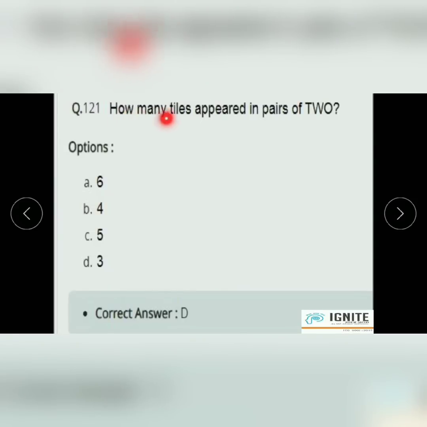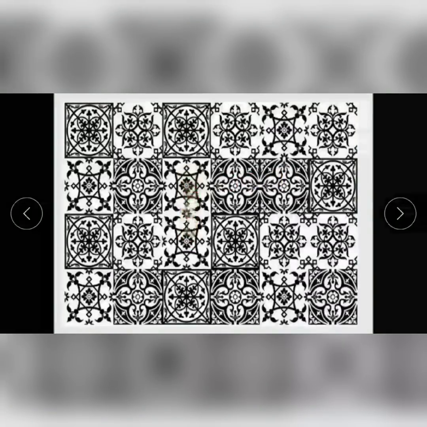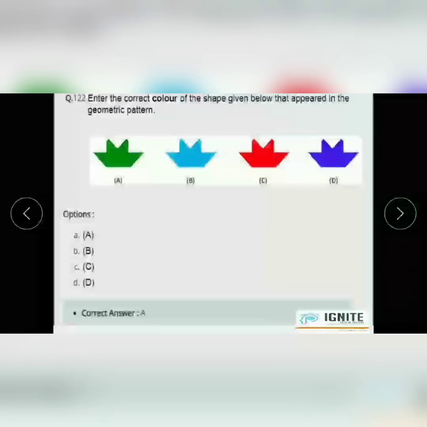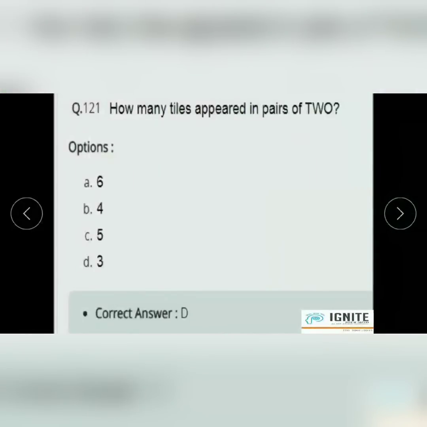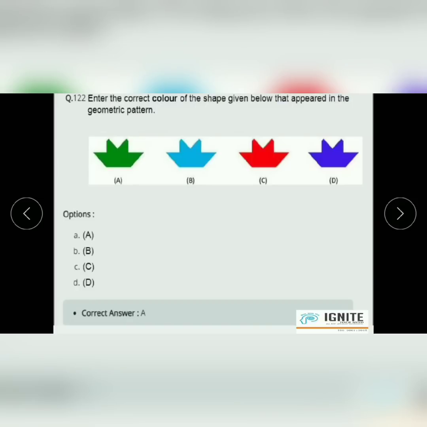Okay, next question. How many tiles appeared in pairs of 2? In pairs of 2. 1, 2 and 3. This is not in pair form. Okay, therefore answer is option 3. Answer is 3. Next question.